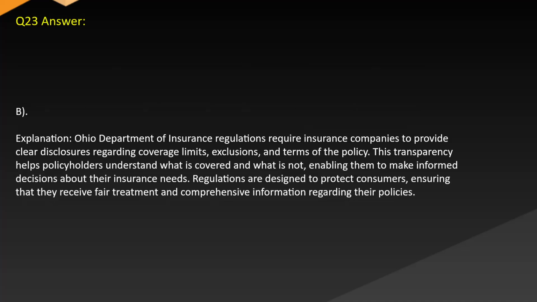Answer B. Explanation. Ohio Department of Insurance regulations require insurance companies to provide clear disclosures regarding coverage limits, exclusions, and terms of the policy. This transparency helps policyholders understand what is covered and what is not, enabling them to make informed decisions about their insurance needs. Regulations are designed to protect consumers, ensuring that they receive fair treatment and comprehensive information regarding their policies.